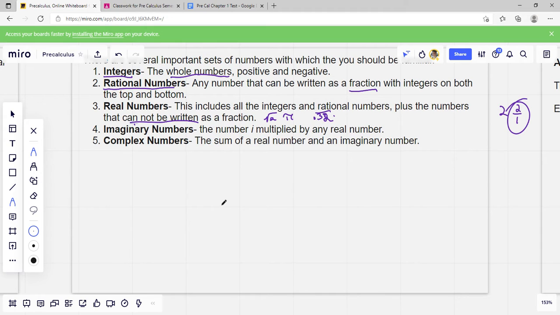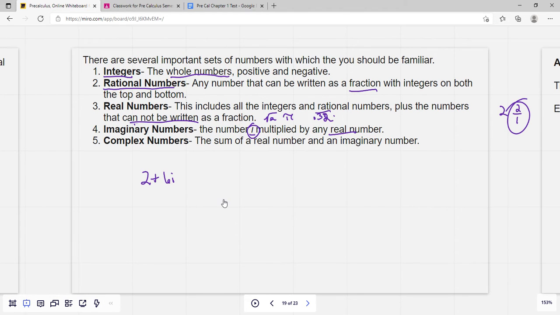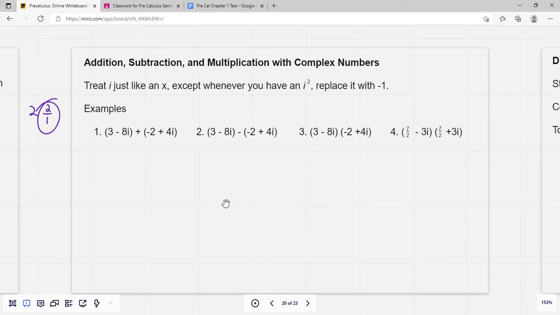Imaginary numbers, that's going to be the number i multiplied by any real number. So anything with an i in it is imaginary. And then complex numbers. Complex numbers are the sum of a real number and an imaginary number. So like 2 plus 6i, that's a complex number. All right.